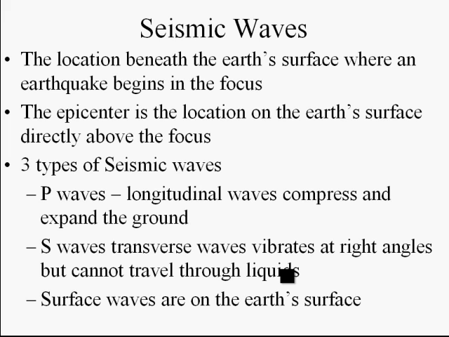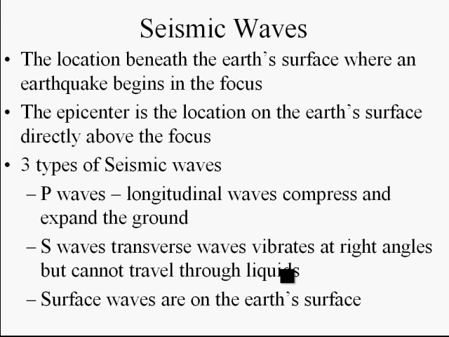When the earthquake hits, there are three types of waves. The first wave that occurs is the P wave. This is a longitudinal wave. Remember, longitudinal is like a spring. It compresses and refracts, and compresses and refracts. So the wave sends the earth out and back, out and back, out and back, away from the focus.